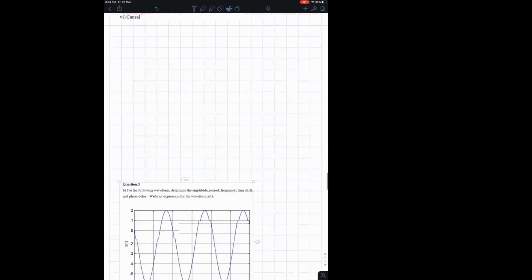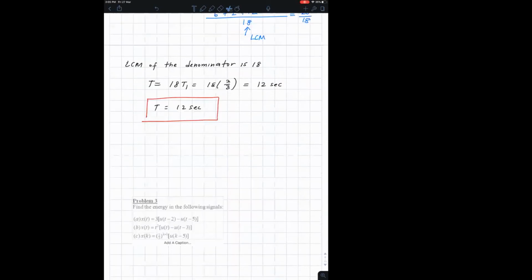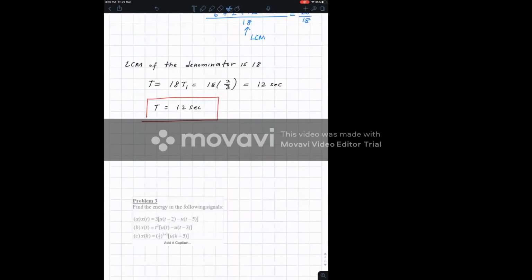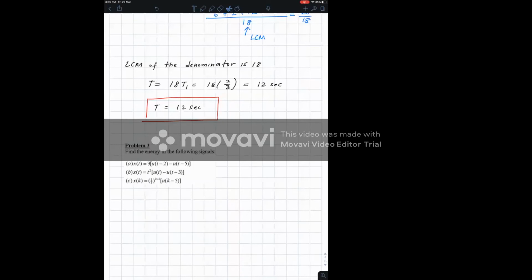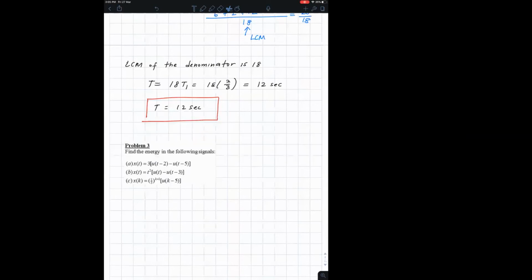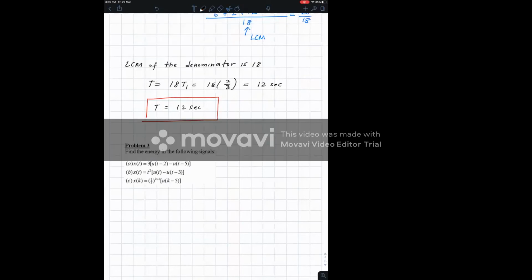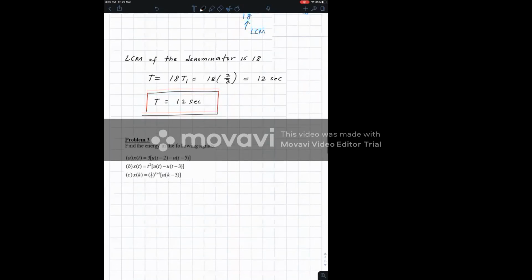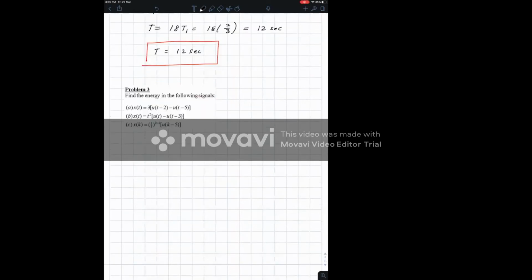Okay, problem, we find the energy in the following signals. So before you can find this energy, you have to draw the signal. Only after drawing the signal, you can get a clear idea of the integral limits. It is always better, but if you want to do without sketching it, it's okay, but if you get the wrong answer, then problem. So it's a good idea to sketch it.